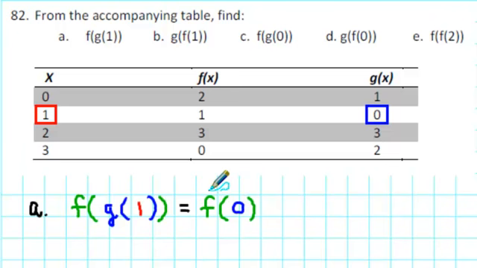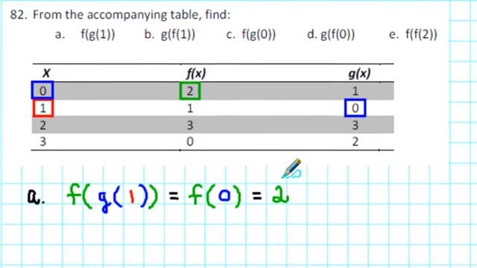Now we need to evaluate f of 0. 0 was an output for g, but now it becomes an input for f. So we locate 0 in the x column and then determine the corresponding value for f. When x is 0, we see that the corresponding value for f is 2. So f of g of 1 is equal to the number 2.